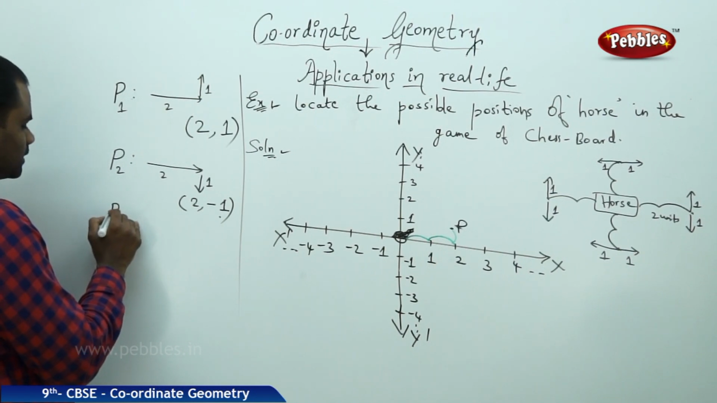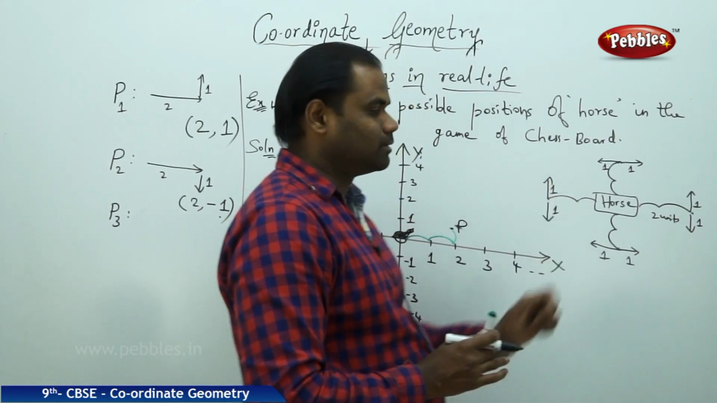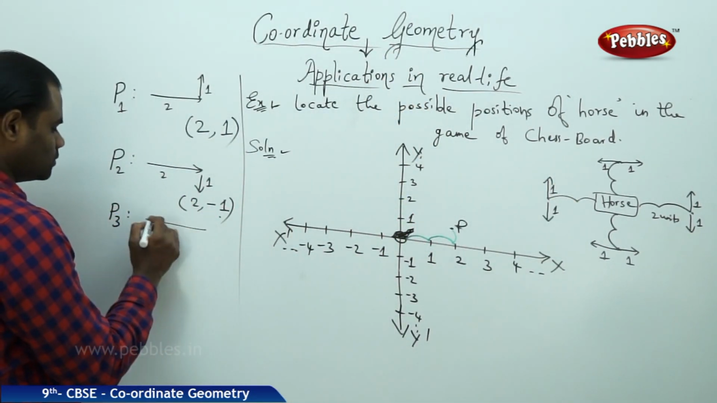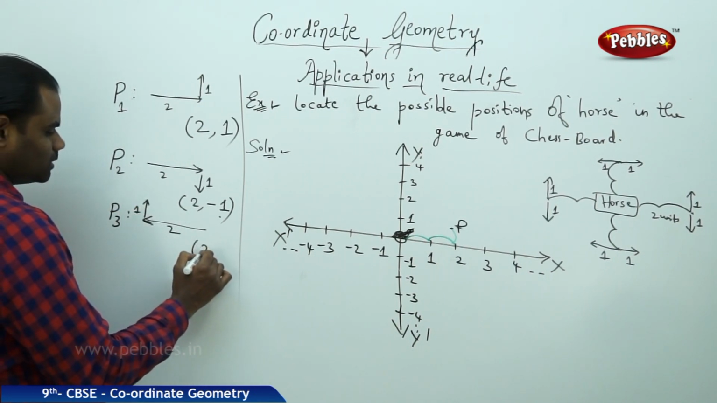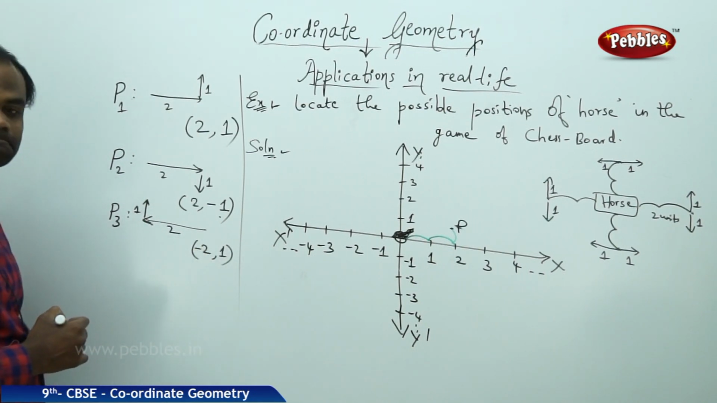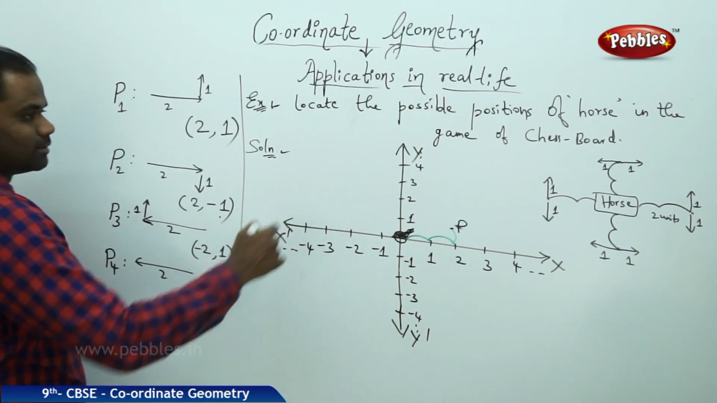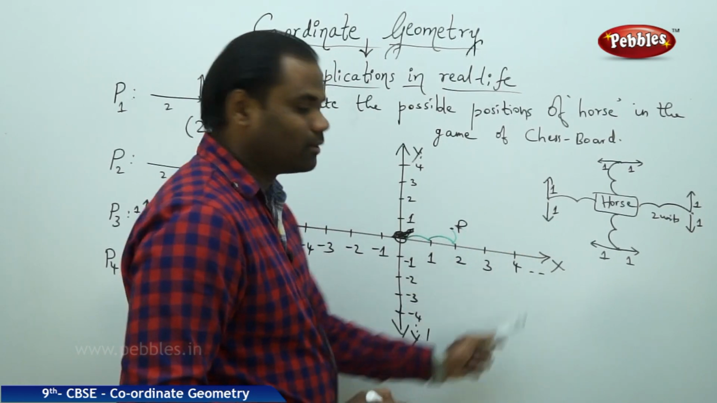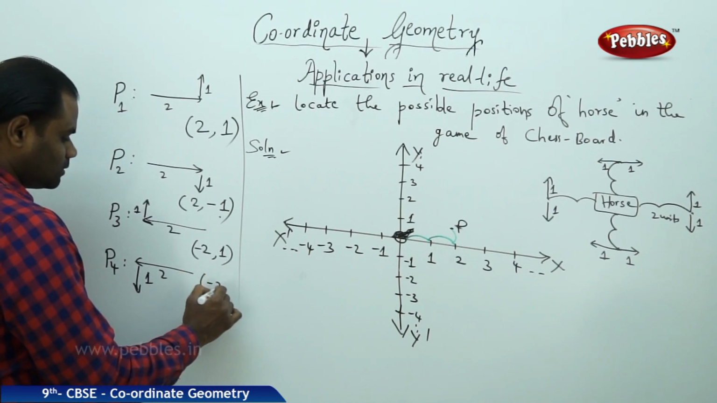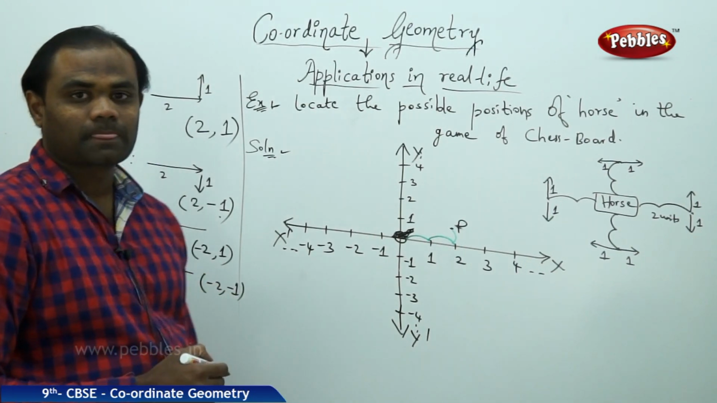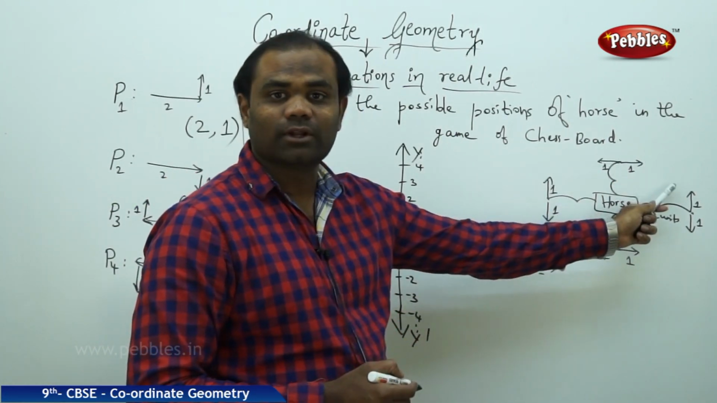Similarly, my P3 is when the horse moves 2 units left and 1 unit up. The horse moves 2 units left and 1 unit up, and this comes out to be -2 and 1. Coming to P4, the horse moves 2 units left and then 1 unit down. So it moves 1 unit down, and I get this to be -2, -1. Similarly, I have the 4 other cases where the horse moves 2 units up and 1 unit right.